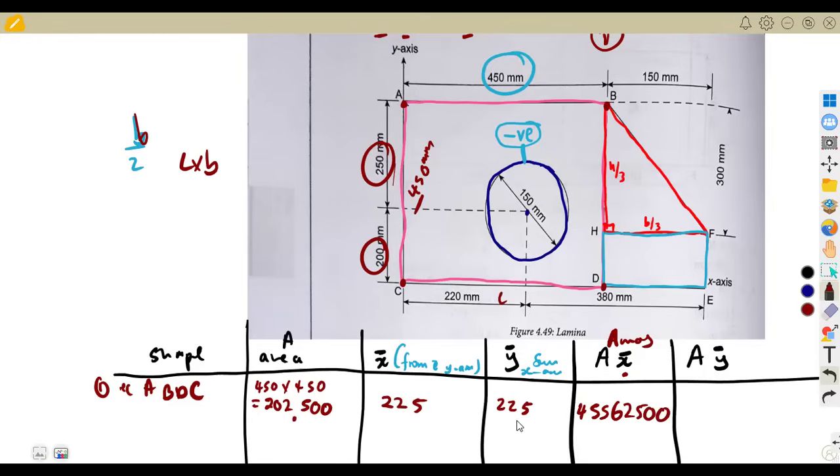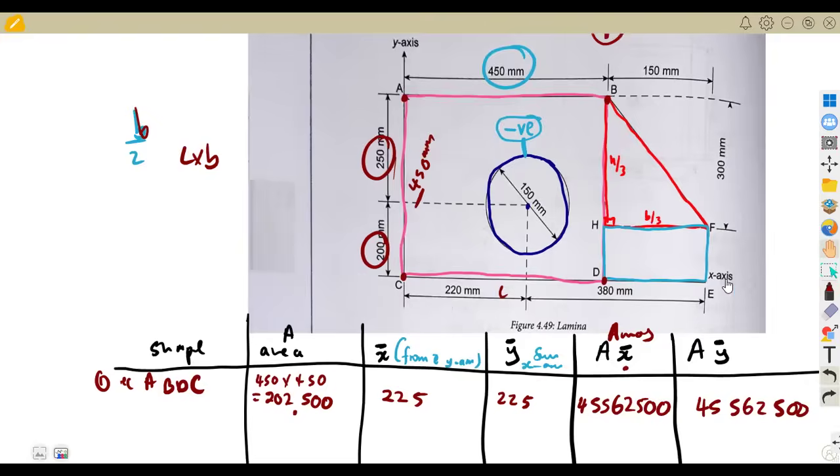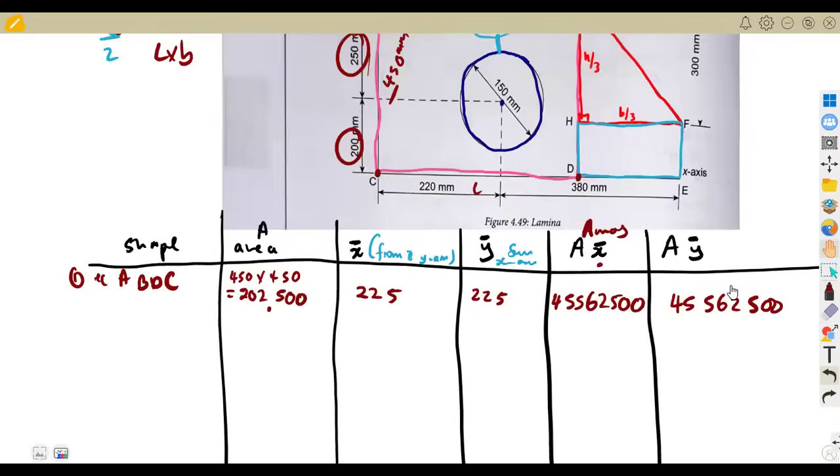Then as you can see, it's the same also for the Y. So this will be 4, 5, 5, 6, 2, 5, 0, 0. All right, so this is our area moments there. So that was the first shape.